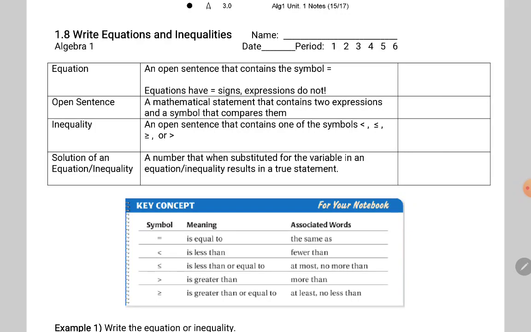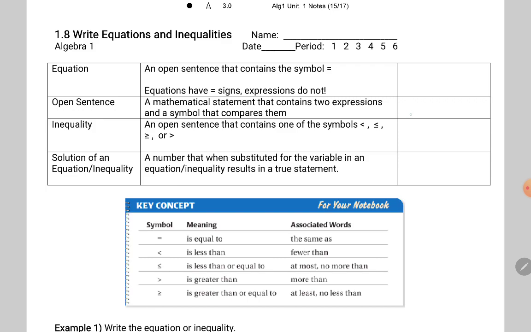So there was a little bit of mix-up. 1.7 should be writing equations or writing expressions, while today we'll be writing equations and inequalities. So an equation has equal signs. We've seen them all the time. 2 plus 3 equals 5.